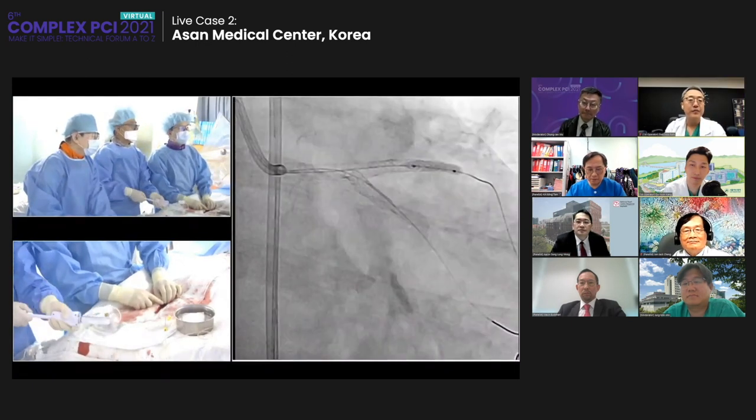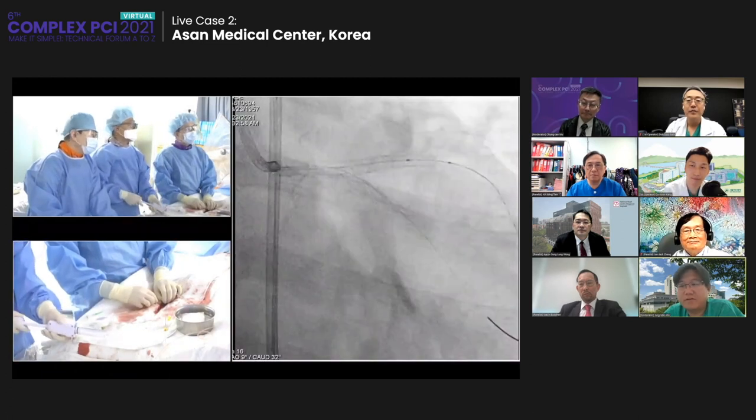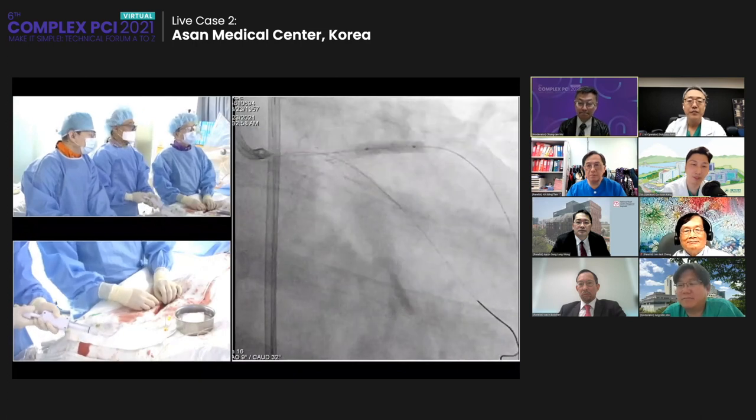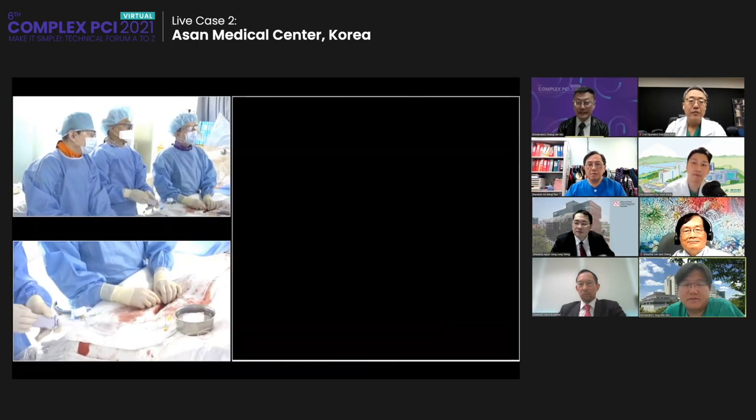2.5 complex. This is 2.5. Actually, this is the protected left main. Yeah, because this LAD was supported by the collateral flow.